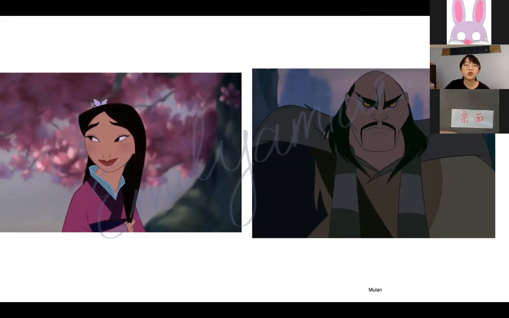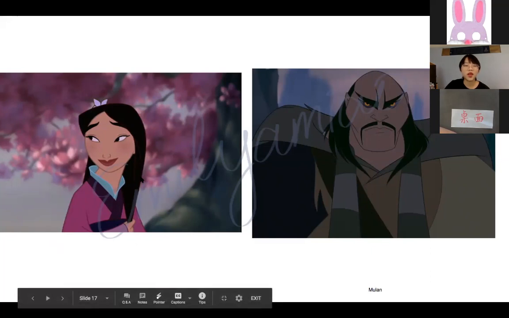And then even though later she goes on and dresses up as a man, these soft lines on her keep her feminine side. She's still a girl. She's still a woman, and these kind of lines and shapes are used on her.